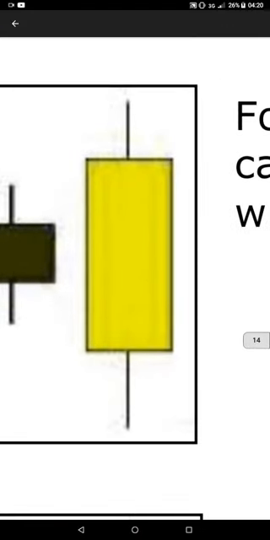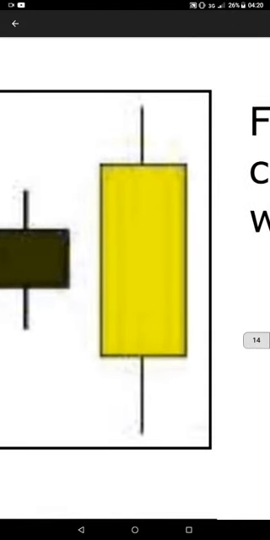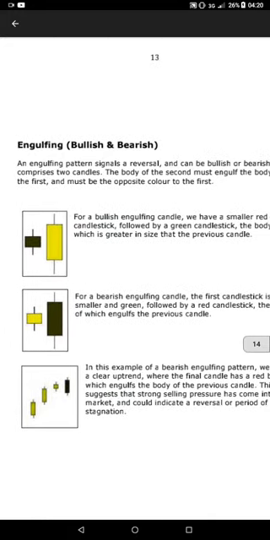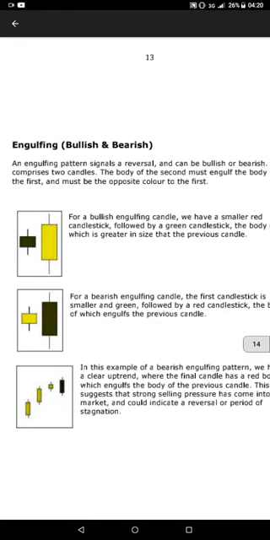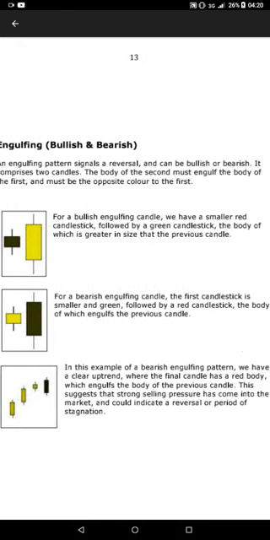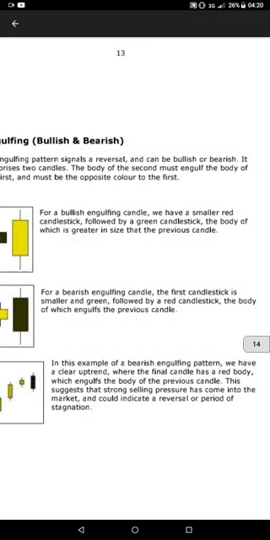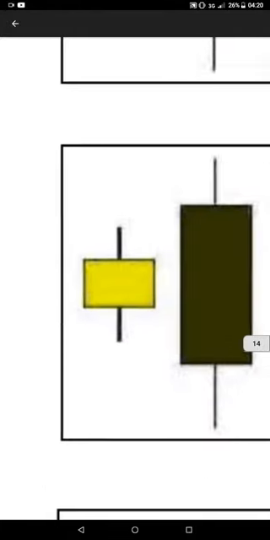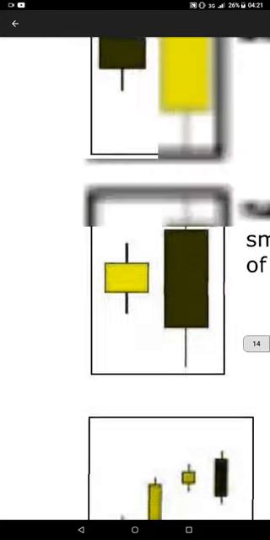And here it is, guys. We have a smaller candle, followed by a bigger one. For a bearish engulfing candle, the first candlestick is smaller and green, followed by a red candlestick. The body of the red one engulfs the previous candle. Here it is, guys. This is vice versa, guys.